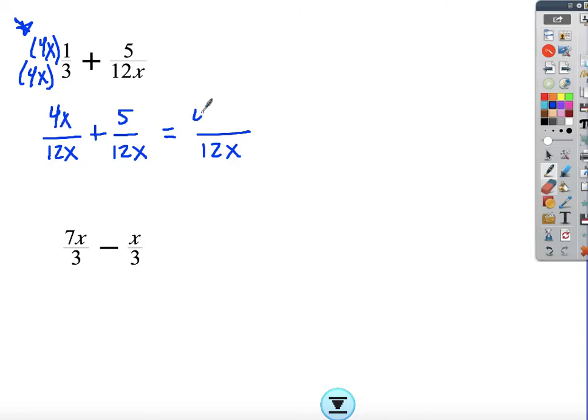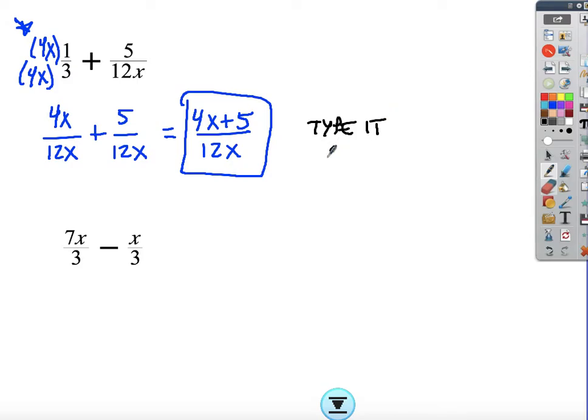Now we have a 4x and we have a plus 5, and those do not combine any more than that because the 5 does not have an x. So these are not like terms. So that's it. That's all we can do. And again, when you type it in the calculator, put parentheses around the top stuff. So put parentheses around the 4x plus 5, and then put a slash, and then parentheses around the 12x. Okay? I just want the Google form to recognize when you are typing in a correct answer.